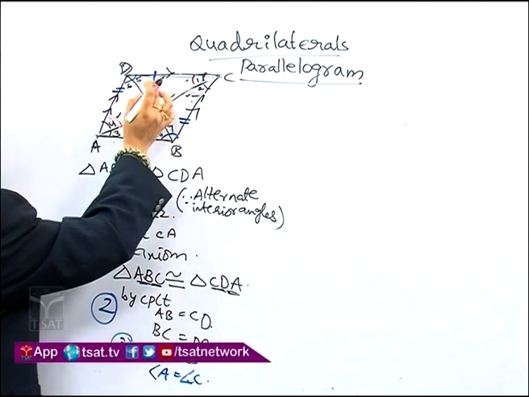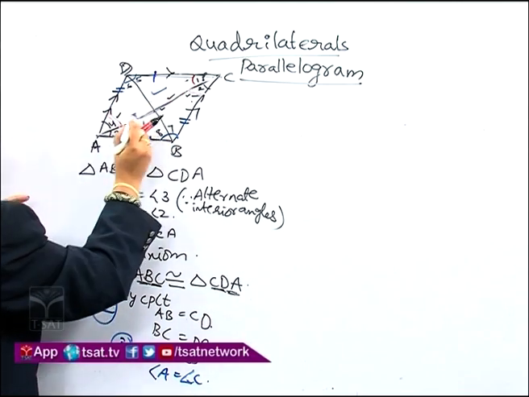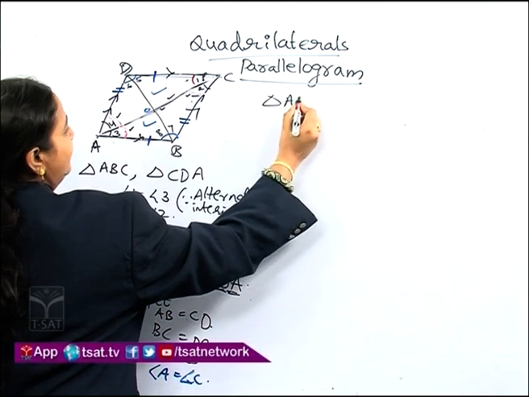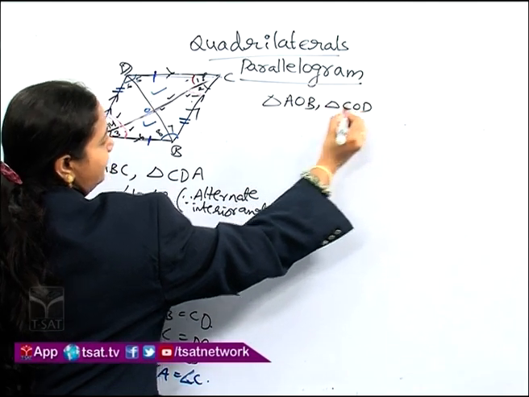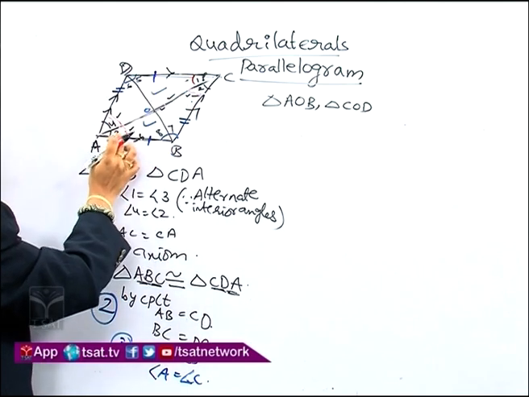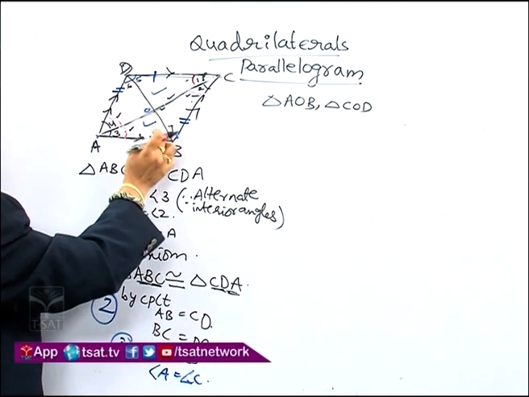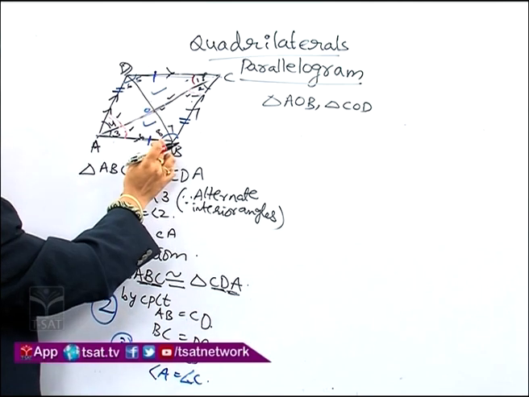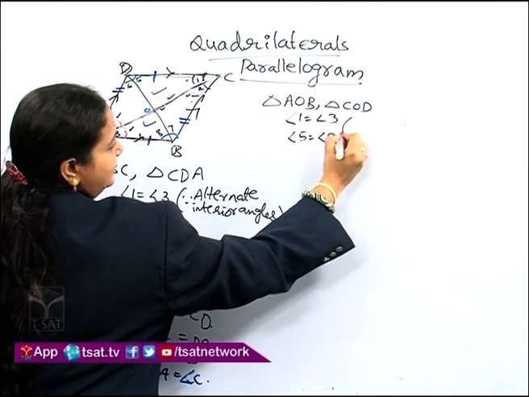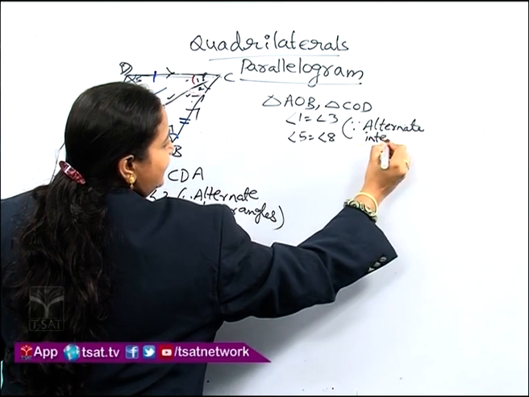Then here what will happen, observe these two triangles. Both diagonals are intersecting at a point O. So here in triangle AOB and triangle COD, angle 1 is equal to angle 3. Just now we wrote it as alternate interior angles. Similarly, angle 5 is equal to angle 8. This is also a transversal. So we can write angle 1 is equal to 3, angle 5 is equal to angle 8, since they are alternate interior angles.